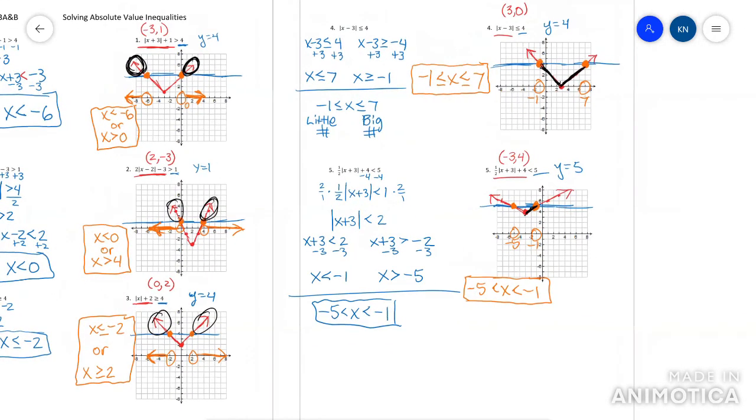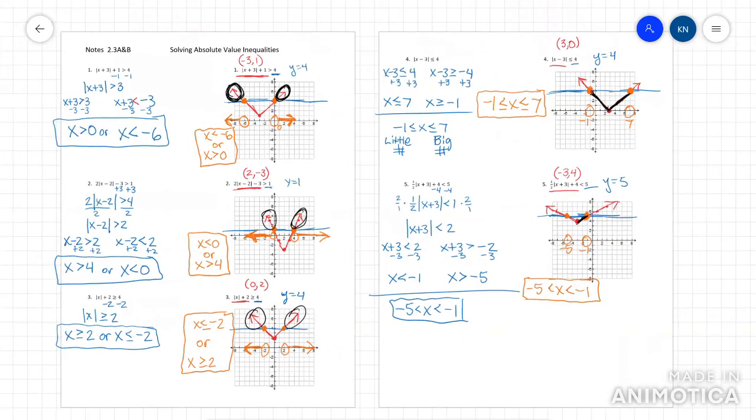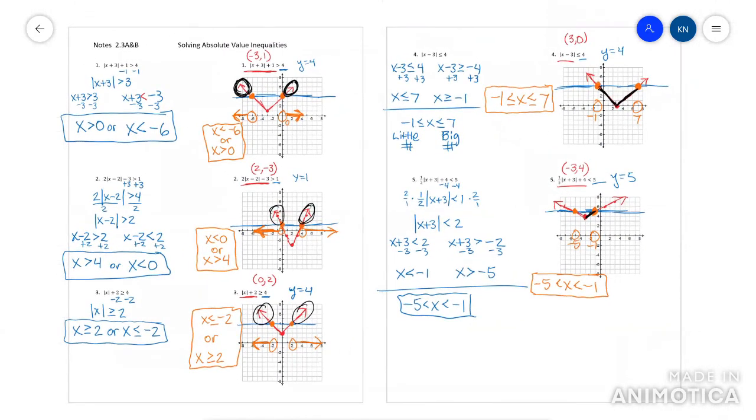So hope this video helped. That is how you solve absolute value inequalities, both graphically and algebraically. Good luck.